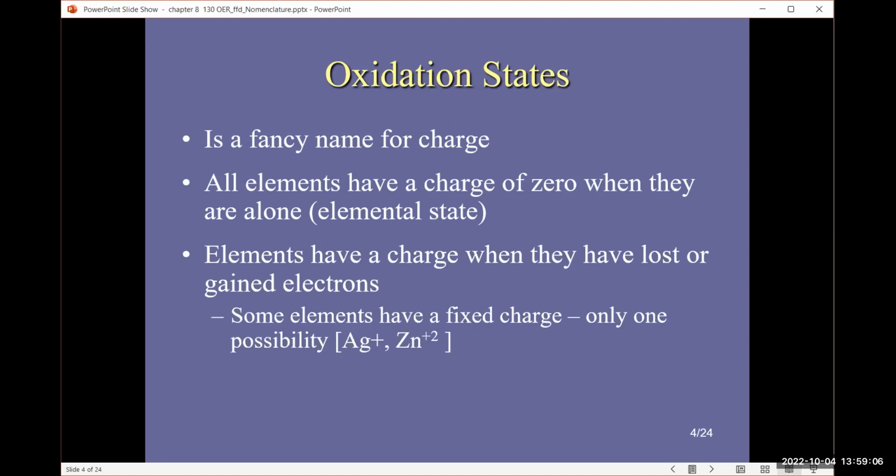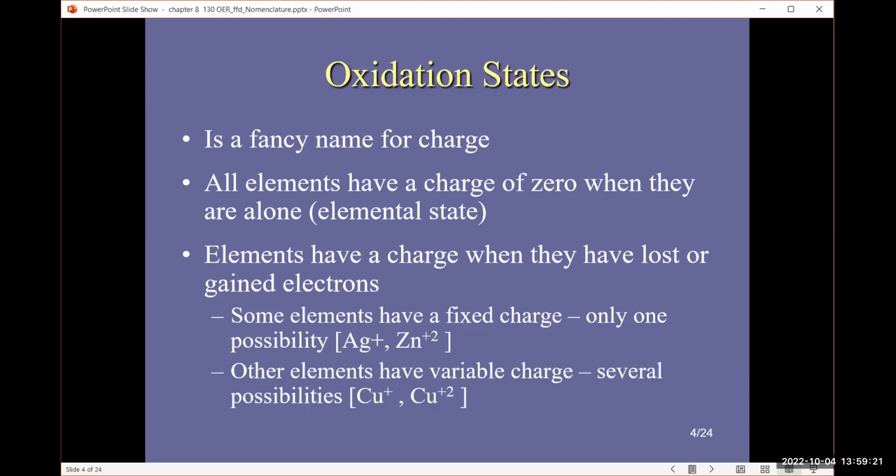I talked about the fixed charge. Those are that sweet 16 on my periodic table. They have a fixed charge, so be familiar with those, okay, because when we start giving names for compounds that use the 16, we don't use Roman numerals, okay? All the other elements that are not part of the 16 with respect to metals will have a variable charge.